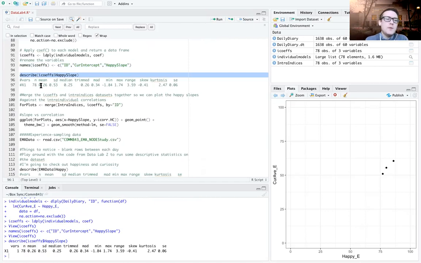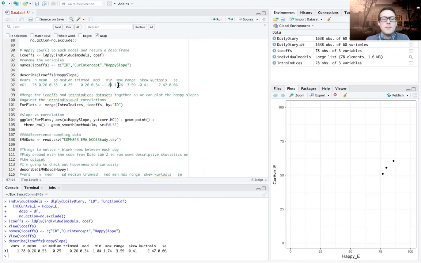Okay, so now we're going to describe the happy slope. So for our 78 people, the mean slope is 0.26, so it's a positive slope. As happiness increases, curiosity increases. So let me rephrase that in how we would actually phrase that. On days when happiness is higher than usual, curiosity also tends to be higher than usual. But again, lots of individual differences.